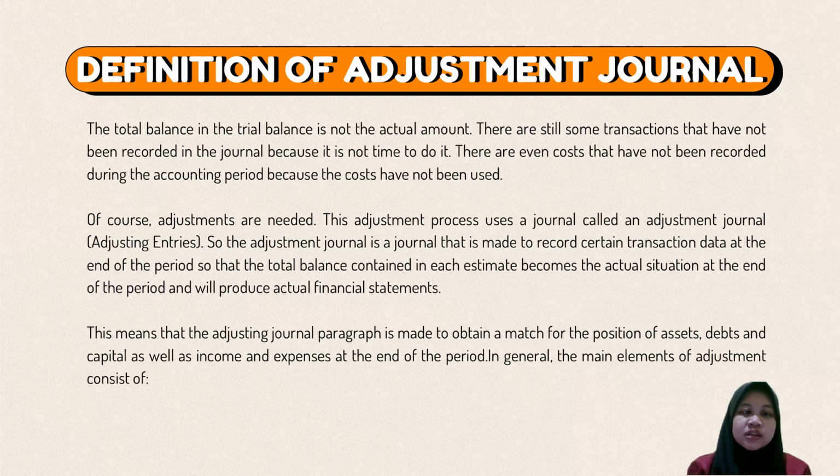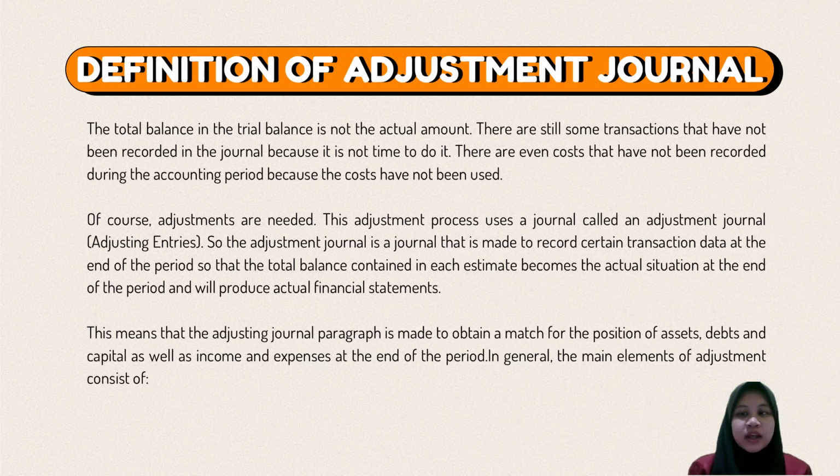So the adjustment journal is a journal that is made to record certain transaction data at the end of the period so that the total balance contained in its estimate becomes the actual situation at the end of the period and will produce actual financial statements. This means that the adjusting journal is made to obtain a match for the position of asset, debt, and capital as well as income and expense at the end of the period.